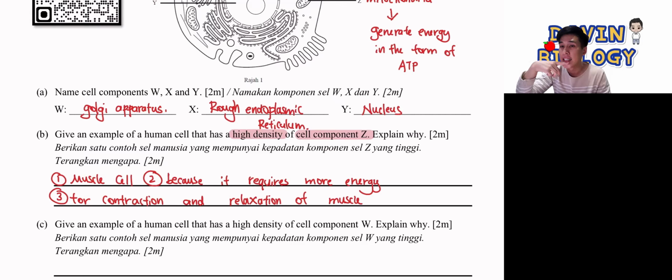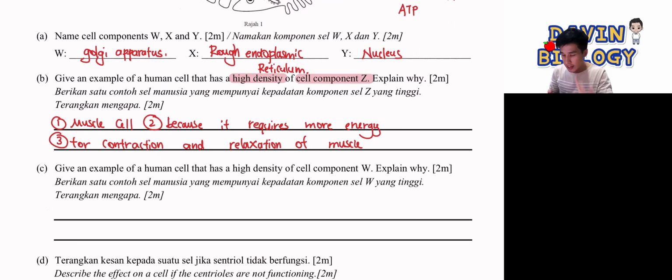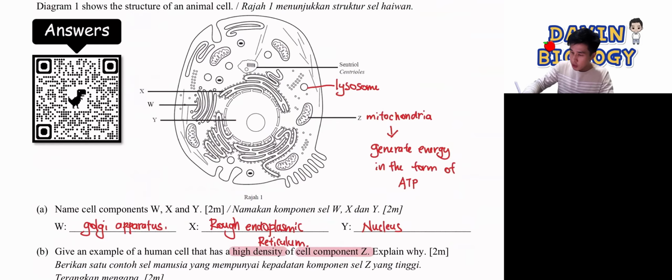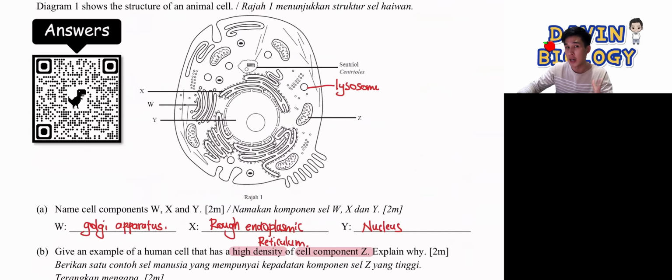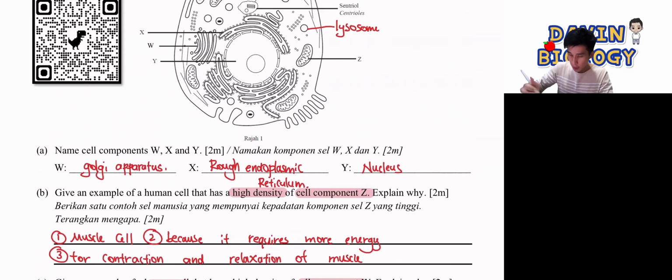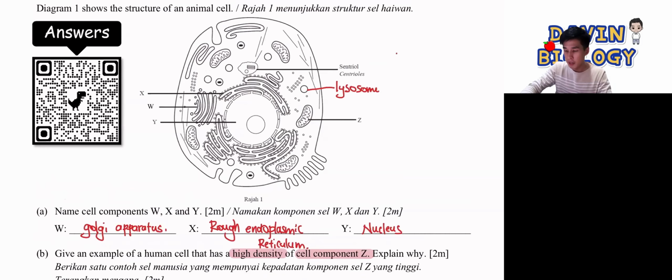Can? Understand? Yeah. Then the next question is the same type of question. Now they ask for component W, which human cell has a lot of component W, which is our Golgi apparatus? Now, if you watch my recent YouTube video, I did an exact question like this, like what cell needs a lot of this fella, Golgi apparatus. Okay.